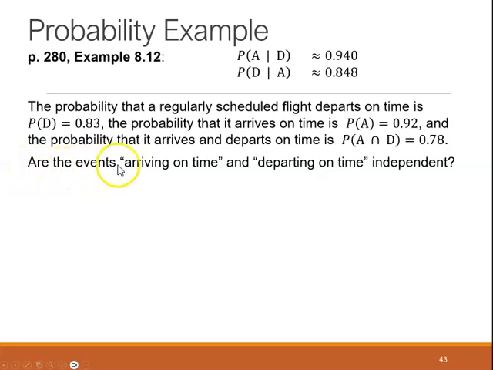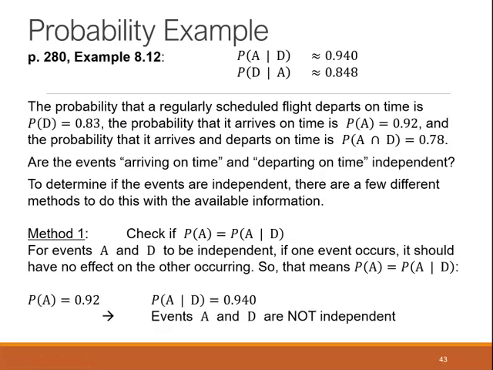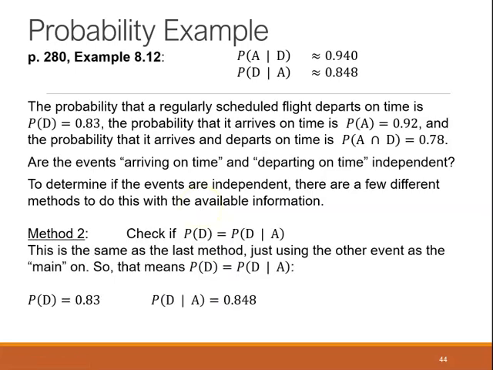So we might ask ourselves, are the events arriving on time and departing on time independent? So let's do our calculation. What I would want to check is the probability of A given D. Is that the same as the probability of A? Nope. Or is the probability of D given A the same as the probability of D? Nope. So not independent. You could have done it the other way also. Again, not independent. Everybody's okay with that?